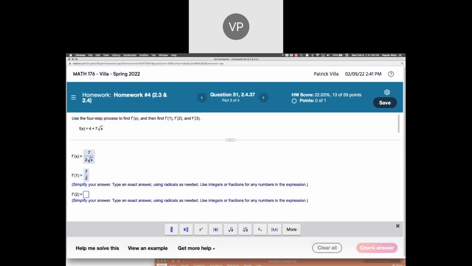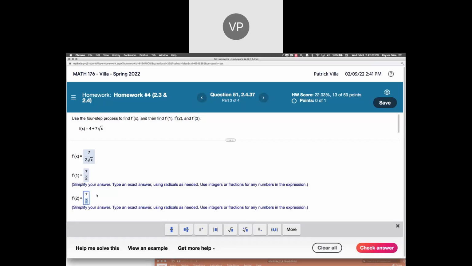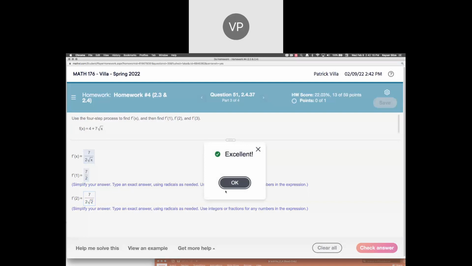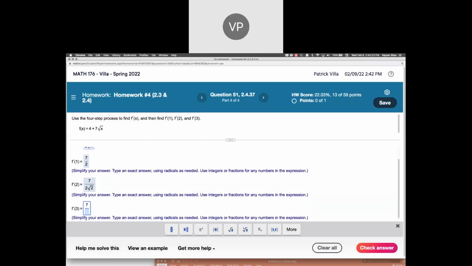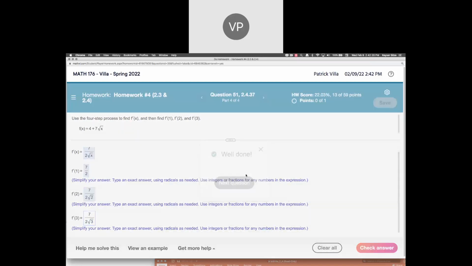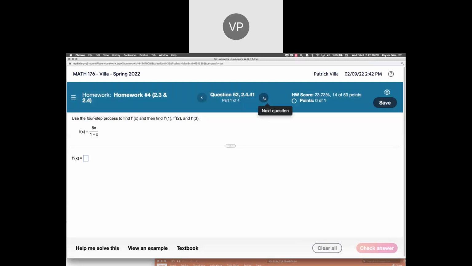For f prime of 2, I'm going to put in the 2 right here, so the 2 is not going to go away, so I'm going to get 7/2 root 2. No calculator. Notice they say exact answer using radicals. Don't use any kind of a decimal, no calculator when they say an exact answer. And the last one, f prime of 3, you can kind of guess where it's going to go. You get a 7/2 root of 3. And there we go. Okay, so that was it for number 51.